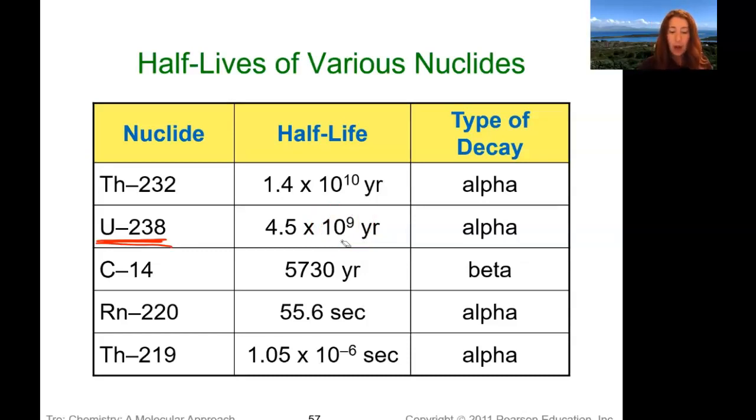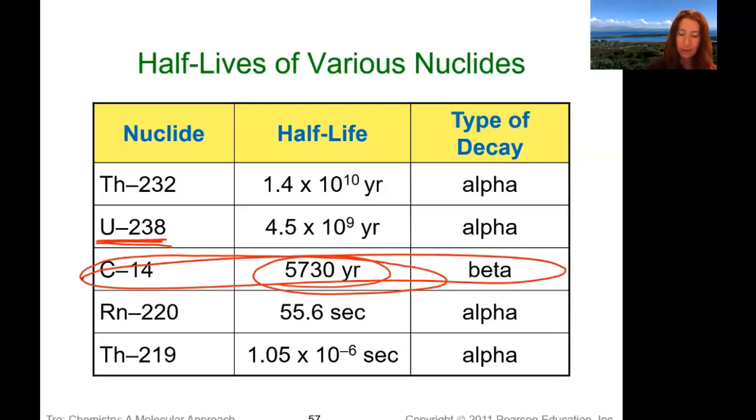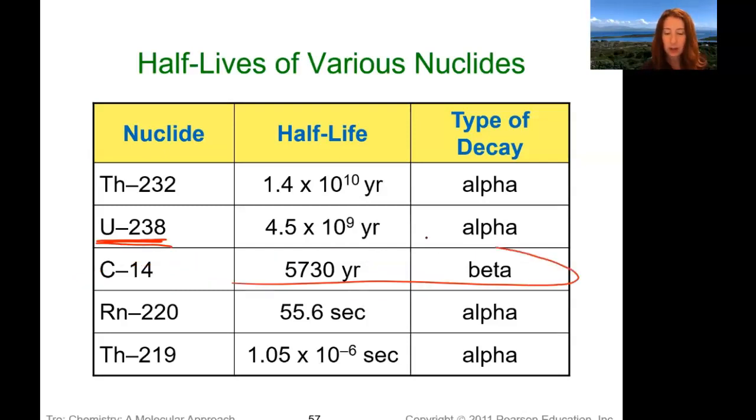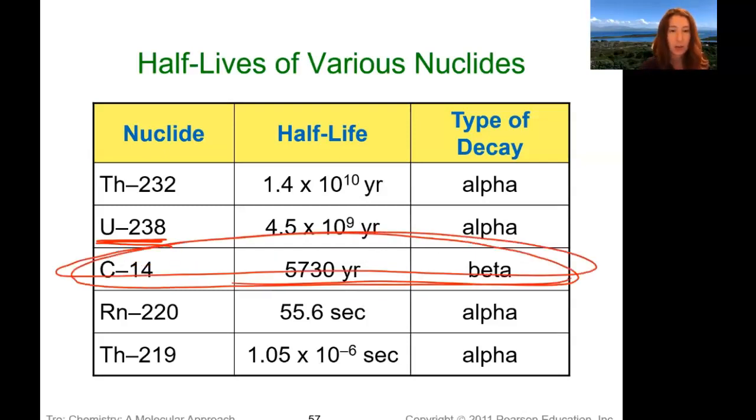Okay, now, other ones, here's this radon 220. This is really fast half-life. Carbon 14, we're going to talk about this one. This is a beta decay, 5,700 years. We're going to talk about this one mostly today, this carbon 14.